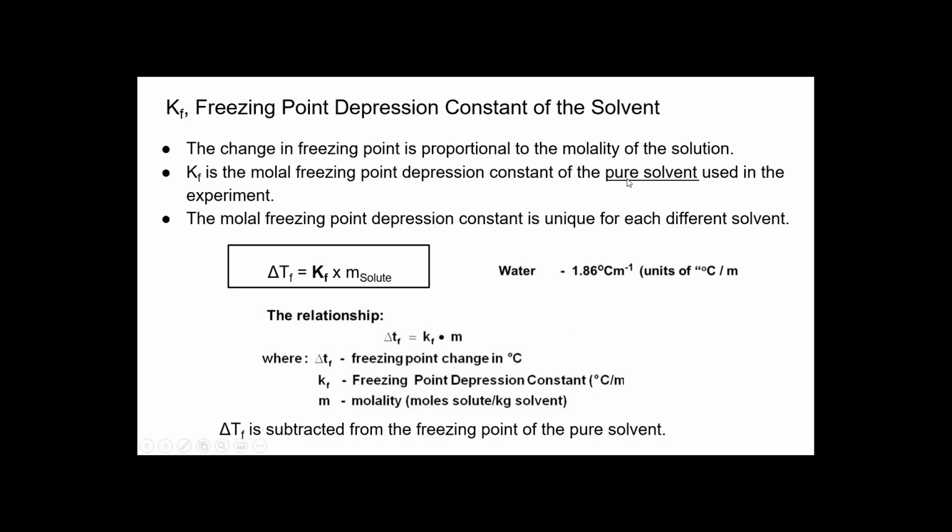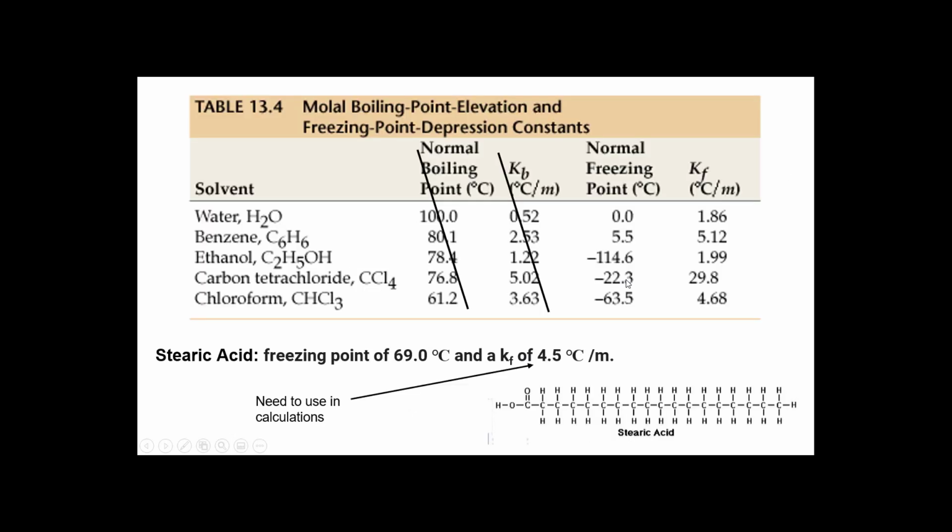For water, it's 1.86 °C/m. Those are the units, °C over m. This is the equation we want, and I've already broken these down. Most of the examples I'm going to show you are for water. This is a chart I found. I blocked out the boiling point ones because we don't need them. We're looking at Kf, and you can see water, benzene, and a couple others, and the Kf and units that go with each.